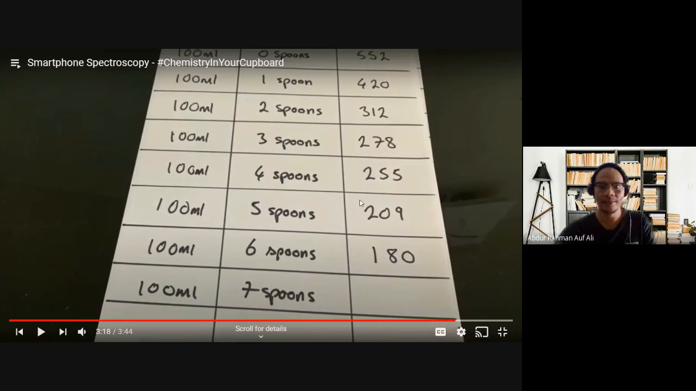Okay, so dekat sini dia tunjuklah dia punya data dia. 100 ml air. All the glasses contain 100 ml water. And these are the concentrations of the black currant cordial. Okay, and the first solution kosong. And the second one 1. And then the third one 2, 3, 4 and so forth.